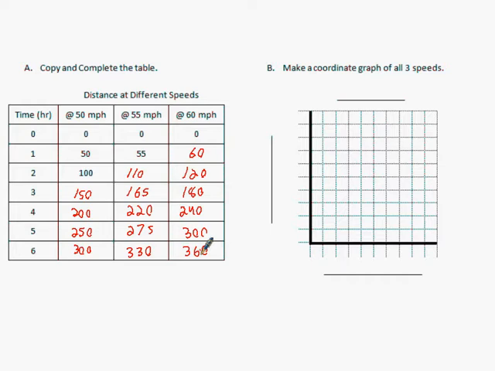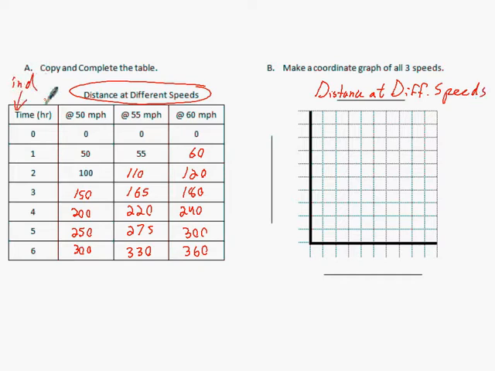Now, we're going to make a coordinate graph of all three speeds. First, we're going to steal the title, distance at different speeds. Our independent variable is time. So time means our distance is our dependent variable.